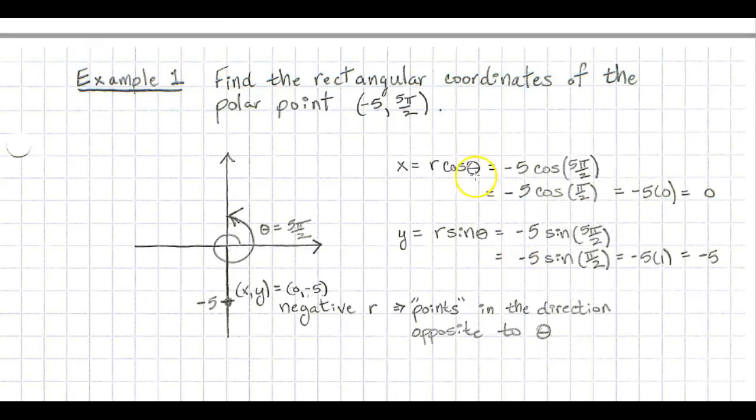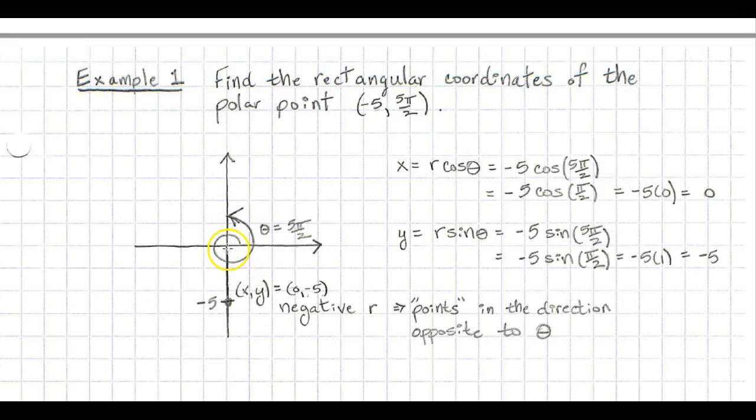So example 1. Find the rectangular coordinates of the polar point minus 5, 5 pi over 2. So first of all, where is minus 5, 5 pi over 2? So first of all, where's 5 pi over 2? Well, if I start here, remember it's always measured from the positive x-axis, so I go all the way around once, that's 2 pi, which is 4 pi over 2. So another half a pi is up here. That's 5 pi over 2.